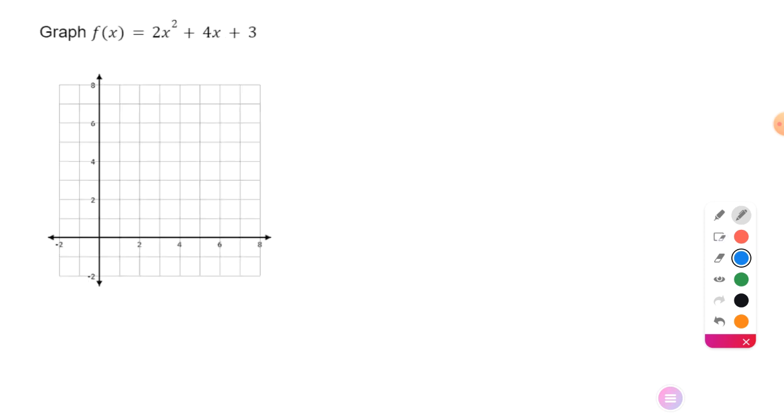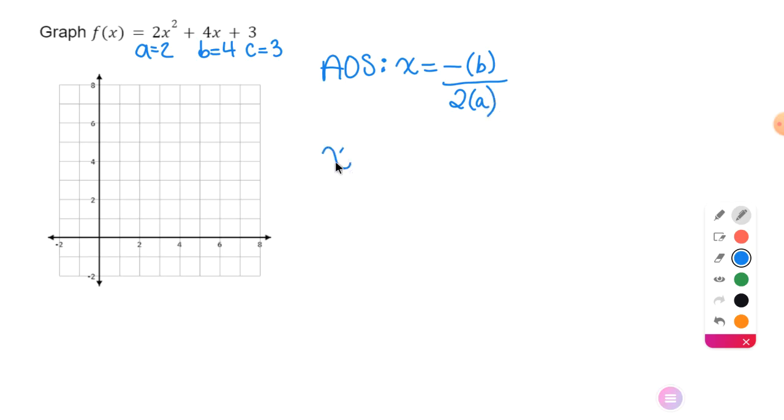First example. So 2x squared plus 4x plus 3. So my a is 2, my b is 4, my c is 3. Okay, so we need to find our axis of symmetry first. That formula says negative b over 2 times a. So x equals negative 4 over 2 times 2. Negative 4 over 4 is negative 1. All right, so negative 1, that is my axis of symmetry. So right here, that's going to be the middle of my graph.